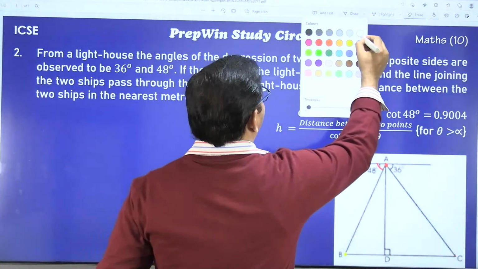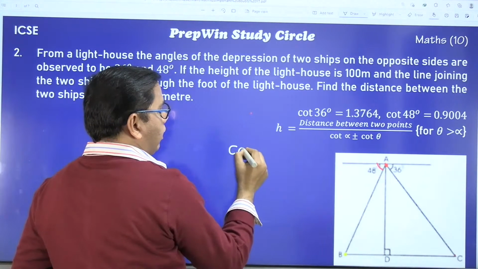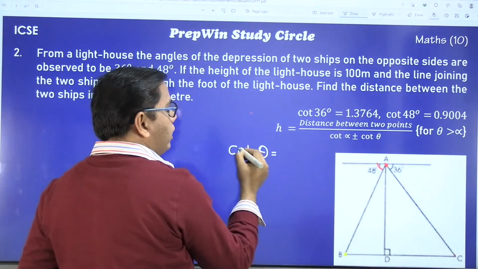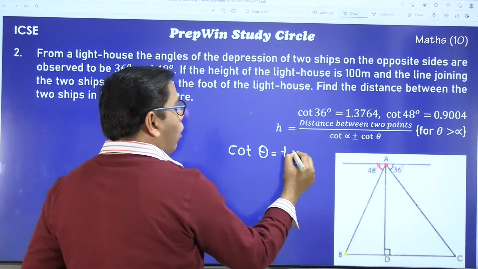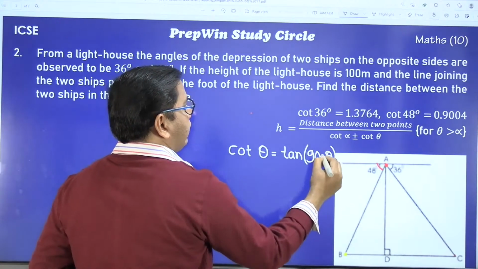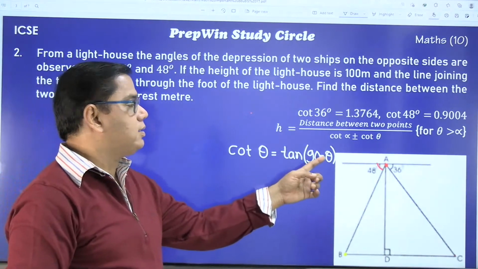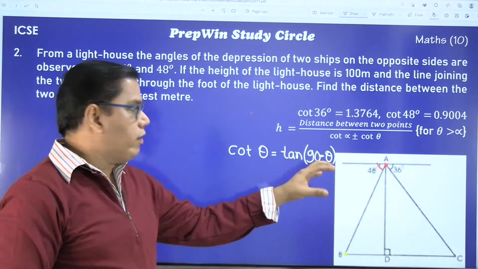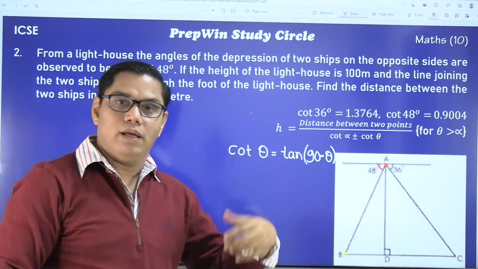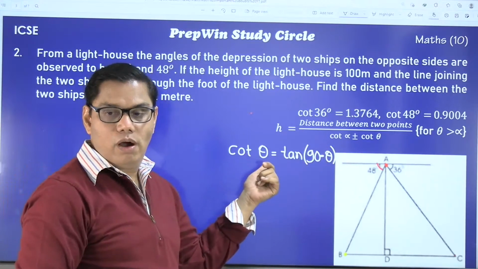So we have a formula for the complementary angles. If you want cot theta from tan theta, what is the formula? Cot theta is tan 90 minus theta. I think you all already know this formula. So whatever theta you have, using the value of tan from the table, you will get the value of cot theta.